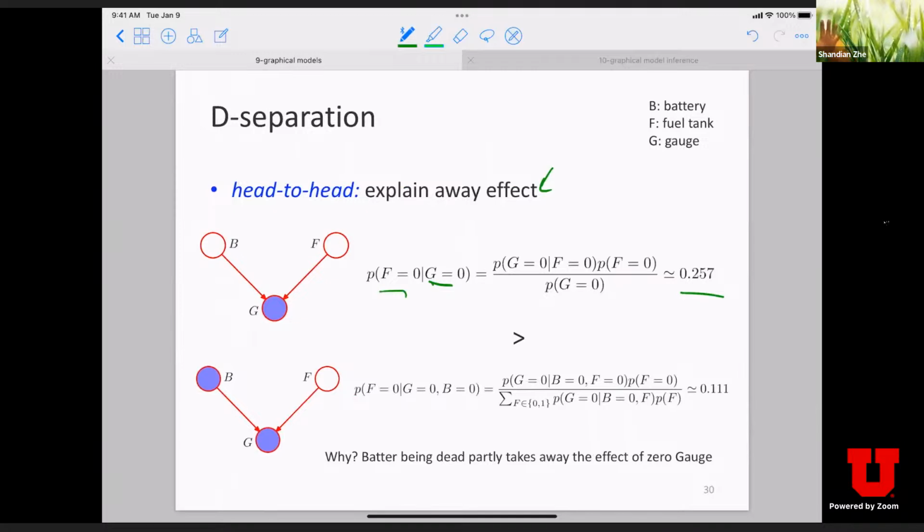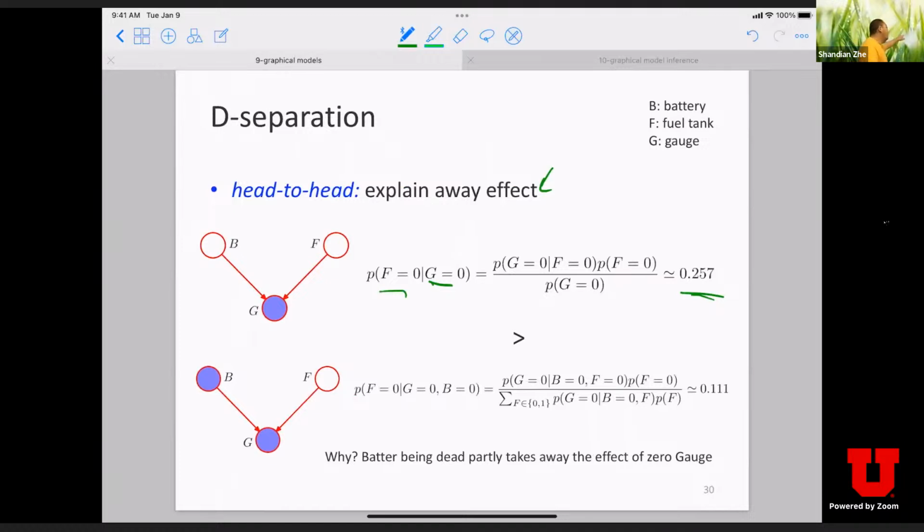So you might feel a little bit weird about why this probability is relatively low, right? The reason is that this probability actually considers the cases where your battery is alive and where your battery is dead. Imagine that if your battery is working properly, and your gauge reads 0, then very probably your fuel tank is really empty, right? However, it should also consider the case that your battery is dead.